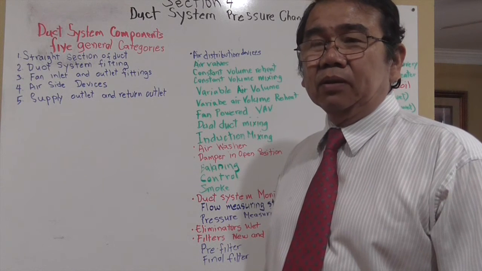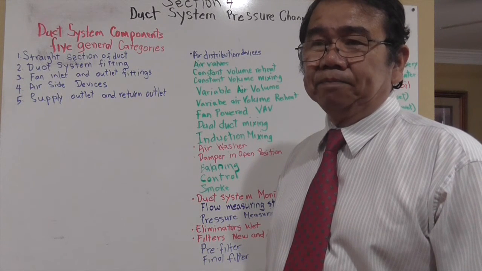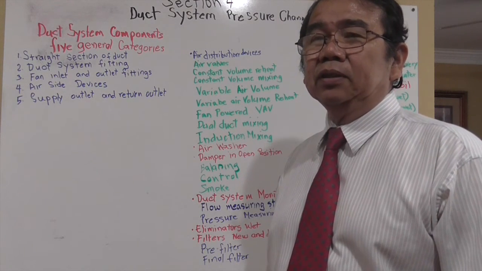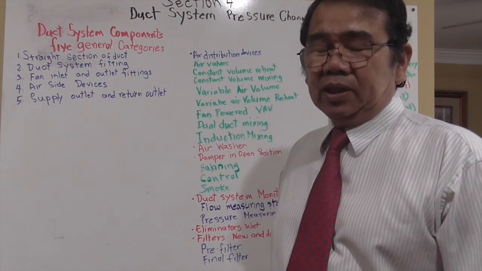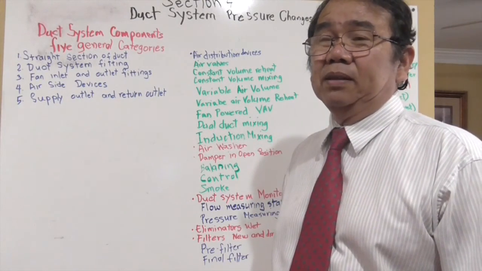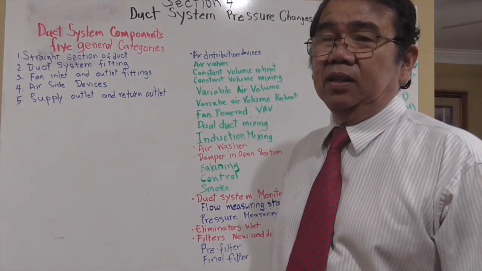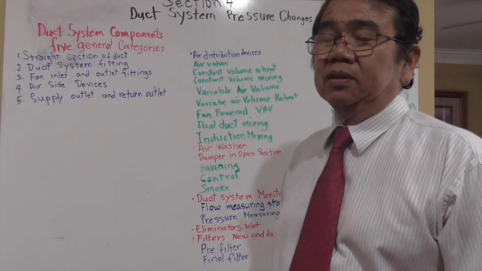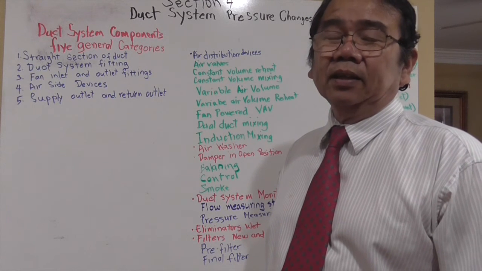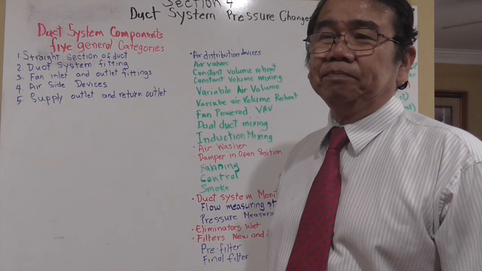Next one, we're going to talk about the other variables contributing inside the duct system that will produce friction. We might discuss fittings, and then the way the fan is connected to the system. Okay.